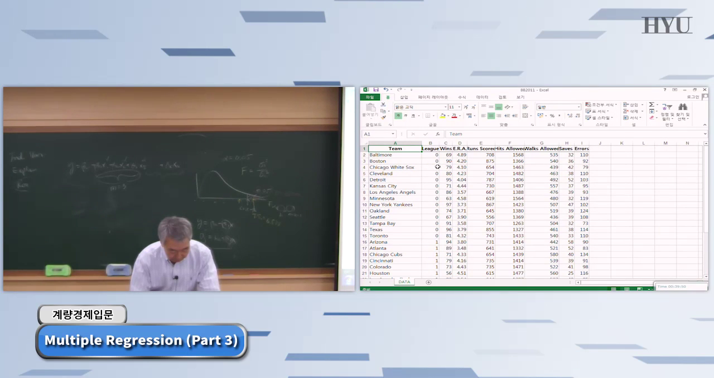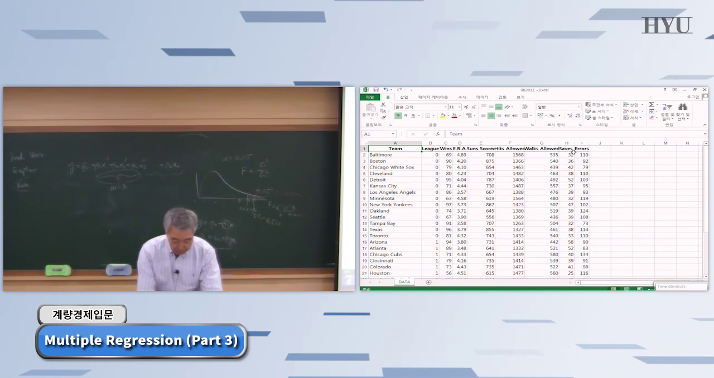And we have some statistics. League, Baltimore, Boston, I believe 0 stands for Texas. So Texas is American League, isn't it? Let me see. Where's Cleveland? Oh, yeah. So this 0 stands for American League, and 1 stands for National League, right? We're going to talk about this dummy variable after the midterm exam. Number of wins, ERA, I believe it's earned run average. And runs scored, hits allowed, walks allowed, and saves and errors.